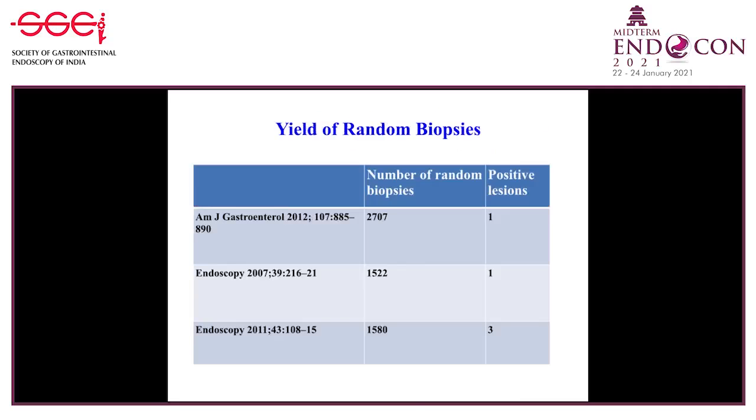This slide again tells you the very poor yield of random biopsies. If you look at this first study, about 2,700 biopsies were taken and only one positive lesion. Similarly, in other studies as well, a lot of mucosal random biopsies are taken, but the yield is quite poor.